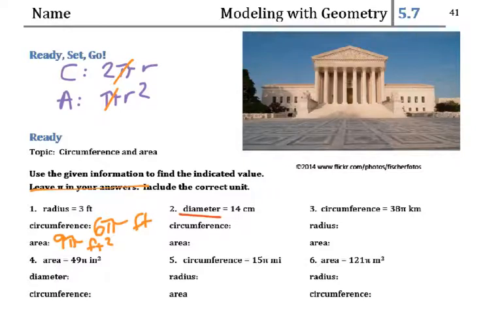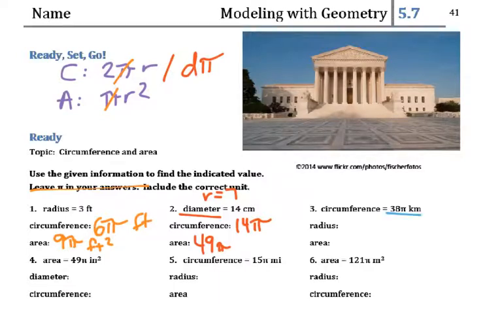Now the diameter, basically the circumference, we could also say the diameter times 2. Or no, I guess the diameter times pi would be the circumference. Because if you cut the diameter in half, the radius would be 7, but then 7 times 2 is 14, so you'd end up with 14 pi anyway. So the area would be 7 squared, which is 49 pi.